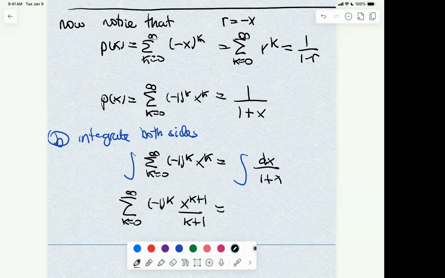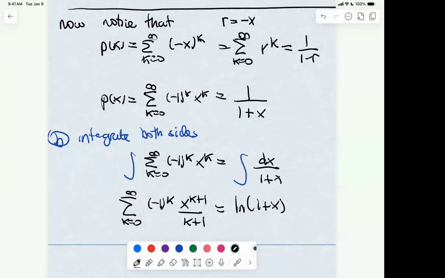But what is this integral? What is the integral of 1 over 1 plus x? It's ln of 1 plus x, right? Because it's just like a u-substitution. Now you just found a power series for the natural log of 1 plus x. It is 1 plus x because it's centered at 0, and you remember ln is undefined at 0, so you needed an extra shift for it to work nicely.